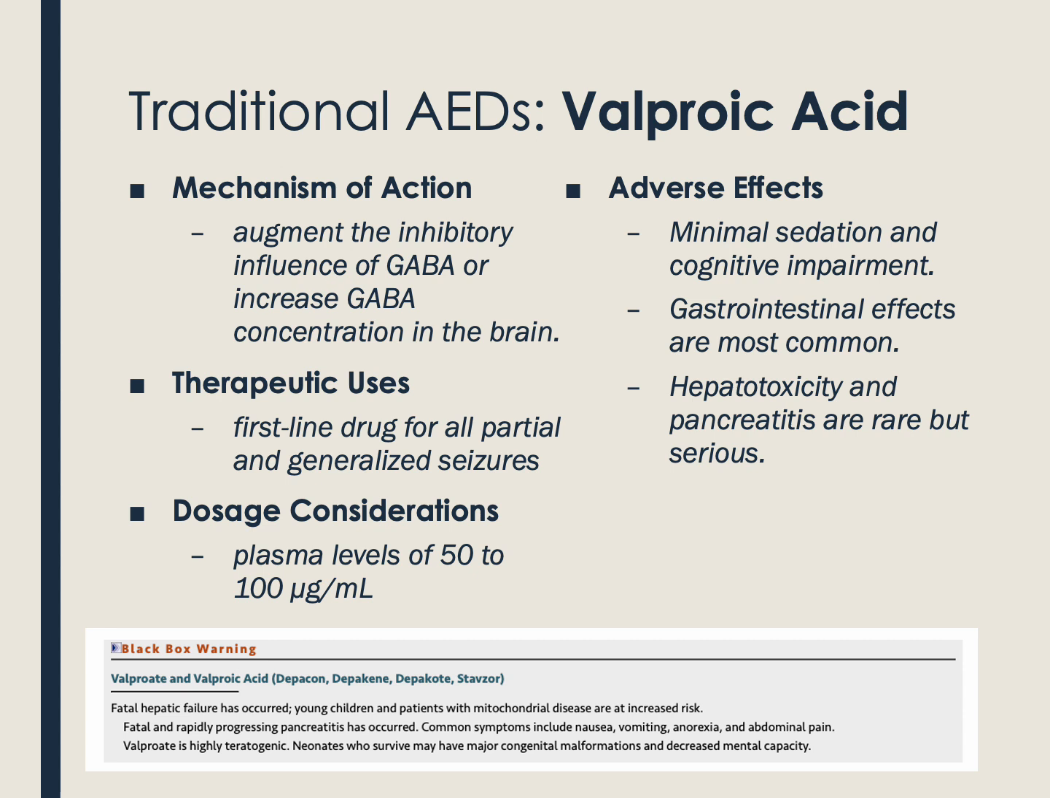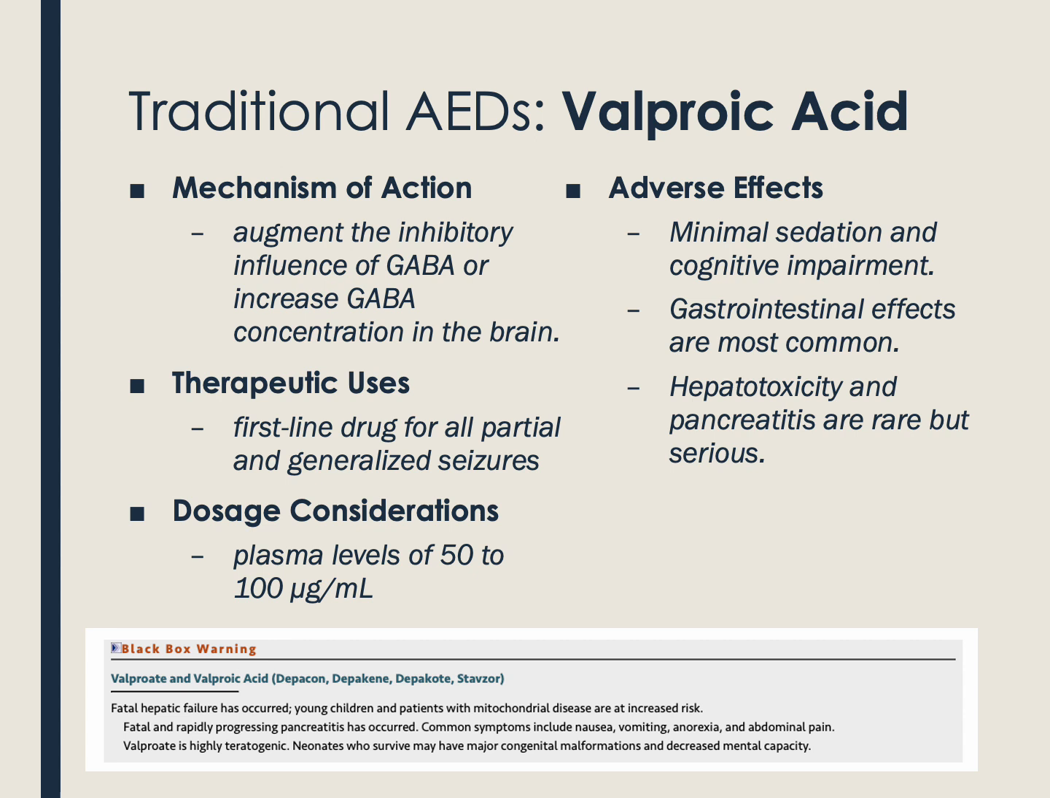The mechanism of action is still widely unknown, but the suggestion is that it's augmenting that inhibitory influence of GABA, and it increases GABA concentration in the brain. We do use this as a first-line drug for partial and generalized seizures, but also we've talked about valproic acid before. You might have read it in your textbook. We use it for management of bipolar disorder and also migraine headache prophylaxis as well.